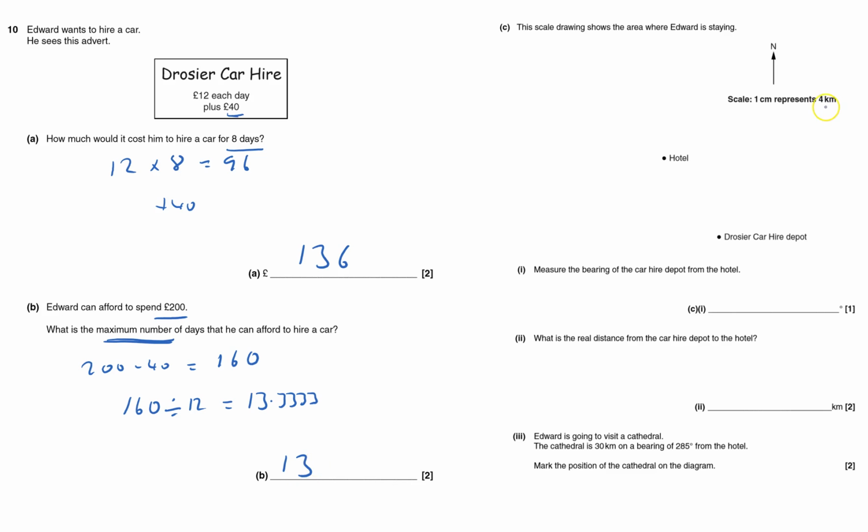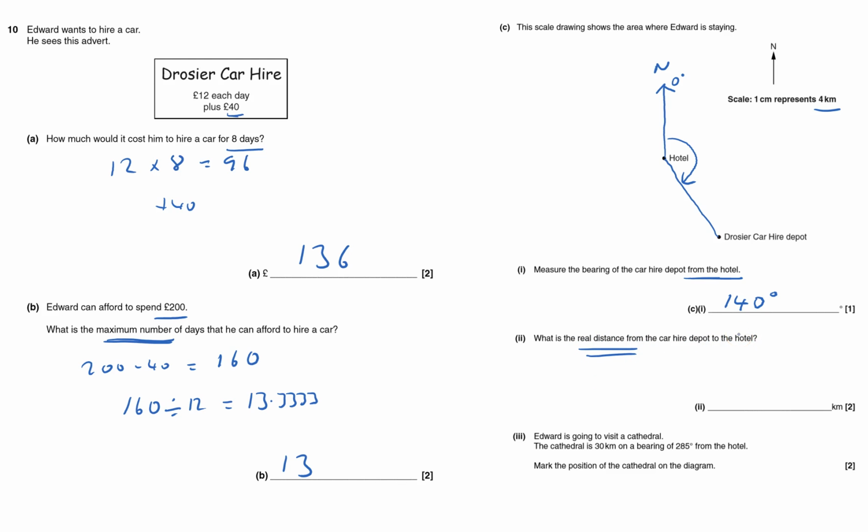Okay, we've got a scale drawing now, and 1 centimetre is 4 kilometres. Measure the bearing of the car hire depot from the hotel. It says from the hotel, so that's where I have to measure the angle from. And your bearings you measure from north, so I need to draw a north line on there. I'm going to label it north, and I've got to measure it all the way around until I get to it. So I need to measure that angle there, and on mine it's 146 degrees. So you count around from 0 degrees at the top, and then count on your protractor 10, 20, etc. to 140.